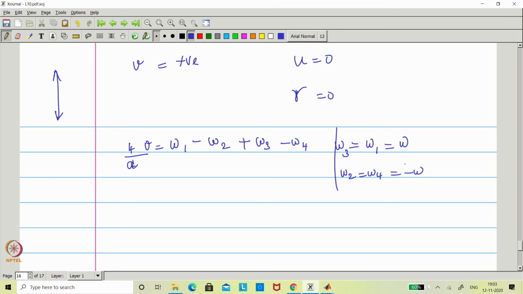Then you can see it is happening, right? So I am saying this is 4 by A. This is omega 1 plus omega 2 plus omega 3 plus omega 4. This is also fulfilling, right? This becomes 0, so that is straightforward. You will get this become 0.